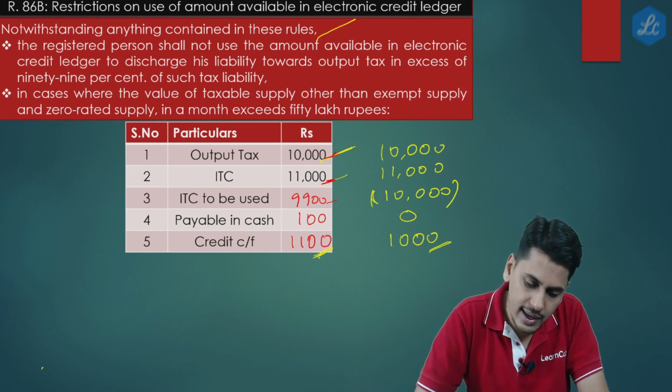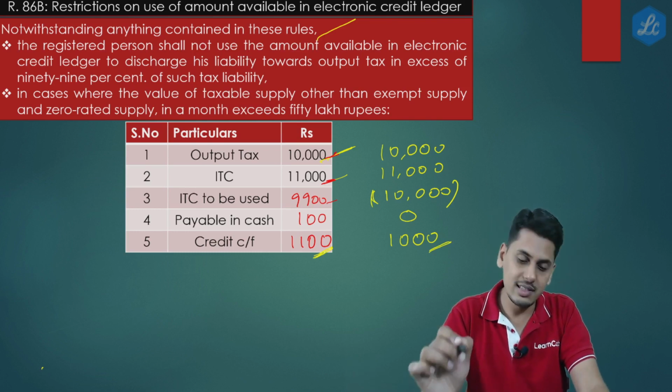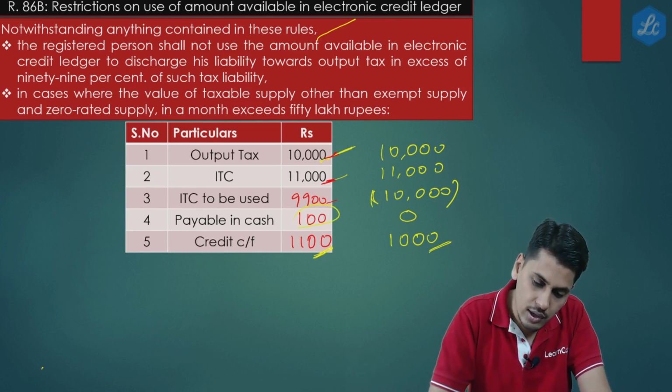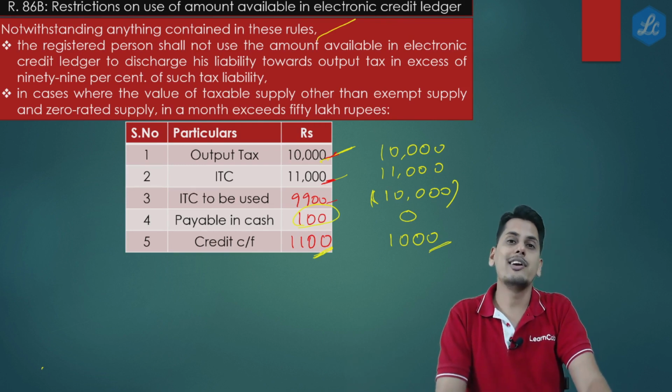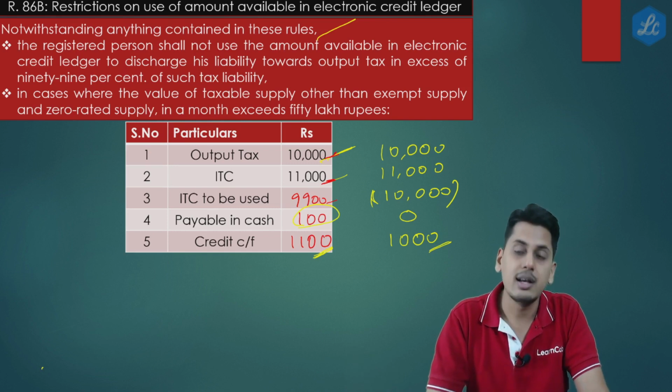Now friends, why is there a difference of 100? This difference of 100 is because here you have paid in cash. When 86B is applicable, you have paid 100 through your electronic cash ledger.